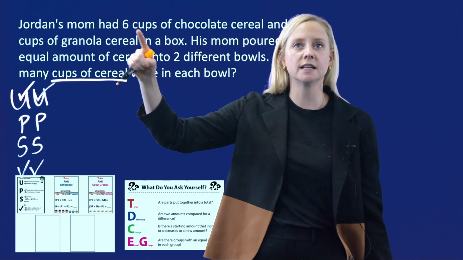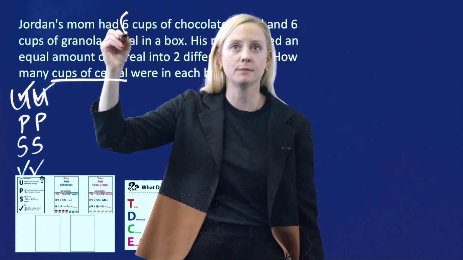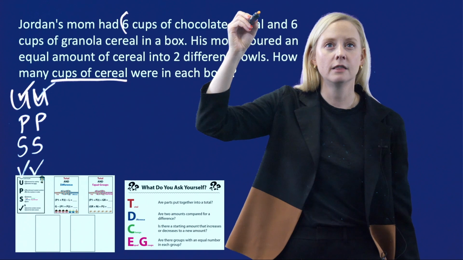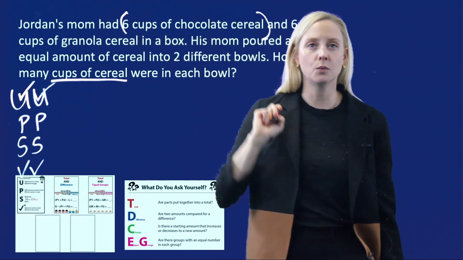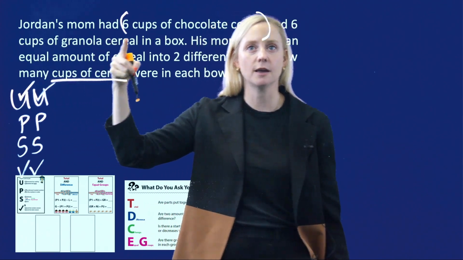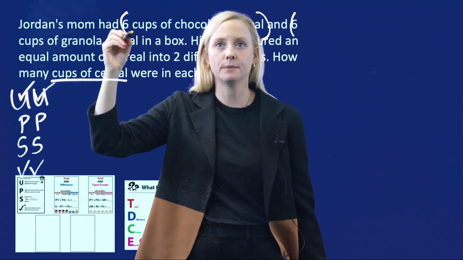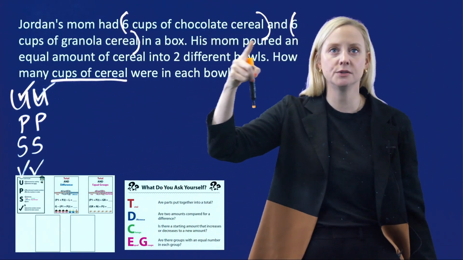So my first number is 6. This is talking about cups of chocolate cereal. So that is related to my label. So I'm going to put the number and the word in parentheses and continue scanning. My next number is 6. That's talking about cups of granola cereal. So I'm going to go ahead and put parentheses around that and continue scanning.